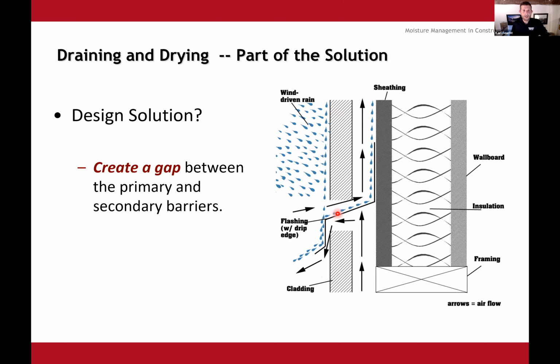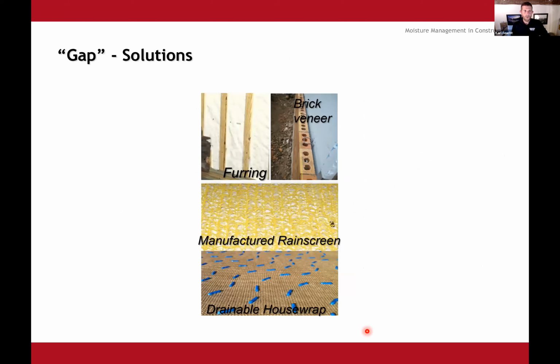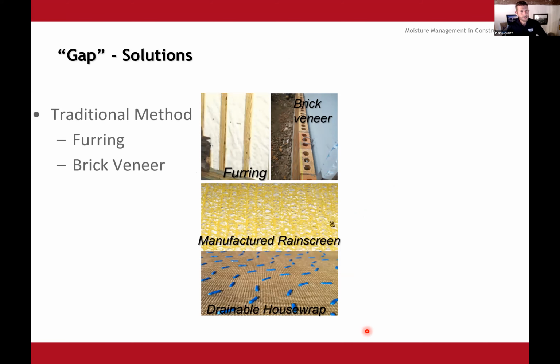And so we want to manage it. We want to provide a way out. And you can see here the example of a couple of different types of cladding with your drip edge and your flashing, but we just really want to let gravity kind of do its thing and get that water out of the wall. And there's some different ways to do that. So some of the traditional methods are using furring strips, or when we're talking about masonry, you have what's called that knuckle gap behind the brick veneer there.